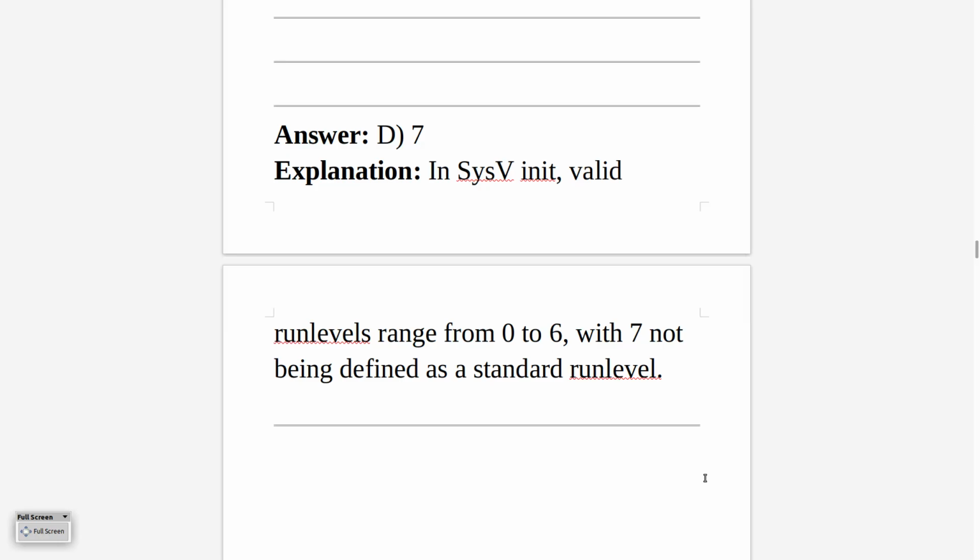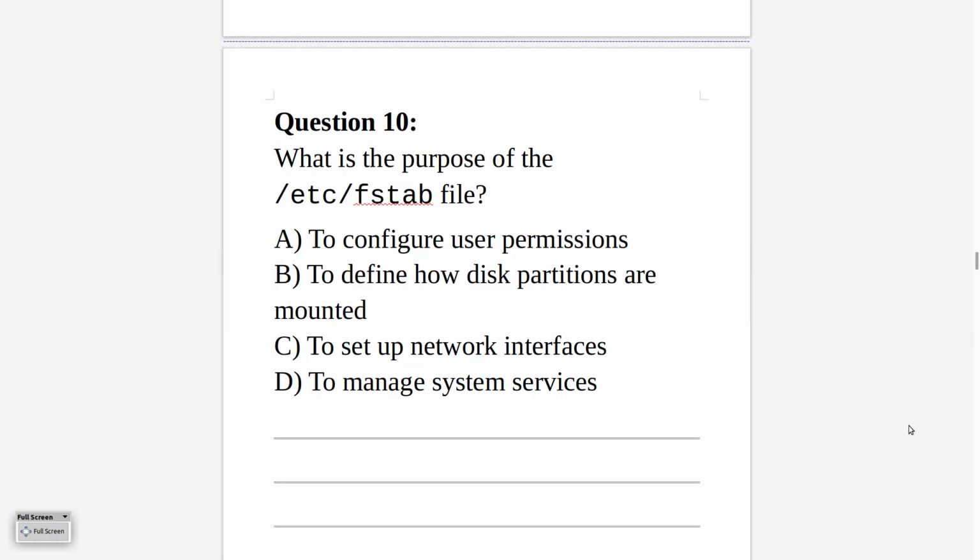Interesting. Question 10. What is the purpose of the xefstab file? Is it A, to configure user permissions? B, to define how disk partitions are mounted? C, to set up network interfaces? Or is it D, to manage system services?